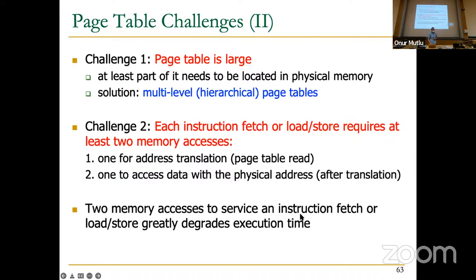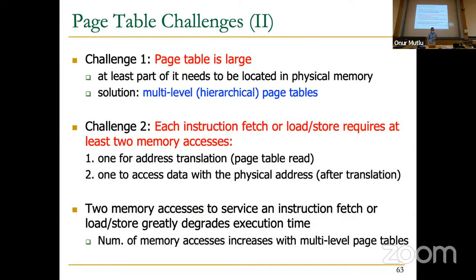Two or more memory accesses to service an instruction fetch or load store greatly degrades the execution time of a program, right? That doesn't sound good. And also, as we discussed, the number of memory accesses or page table accesses increases with multi-level page tables, unless we're clever, basically. So clearly no one is doing this, at least not all the time. So we want to speed up the translation. That's where the hardware comes in, basically. So we're going to introduce a cache of translations. So how do you speed up the translation? Do more caching. So we're going to cache the translations, basically.